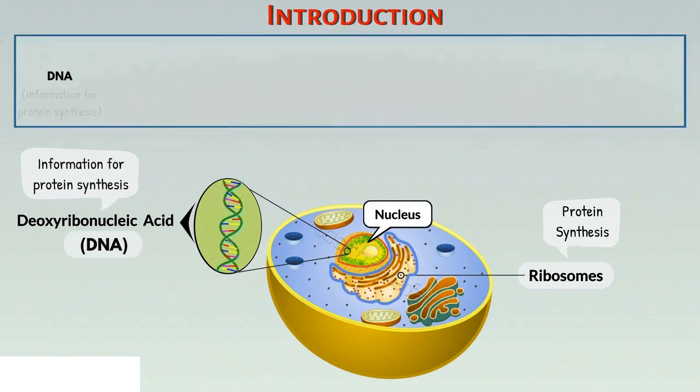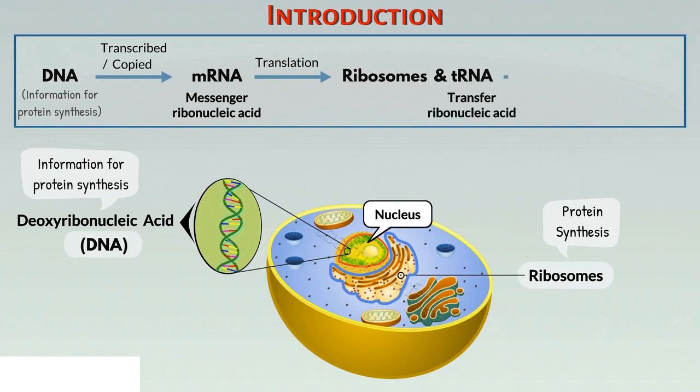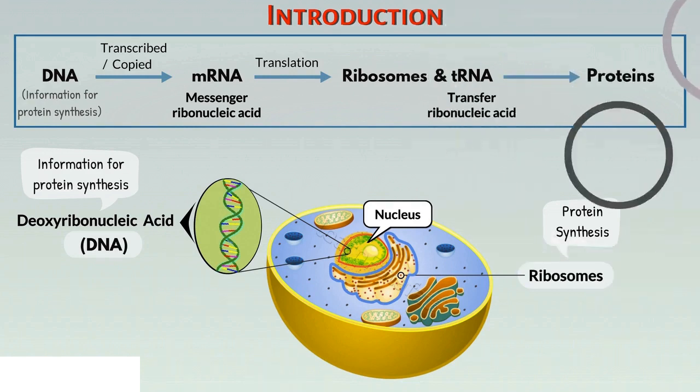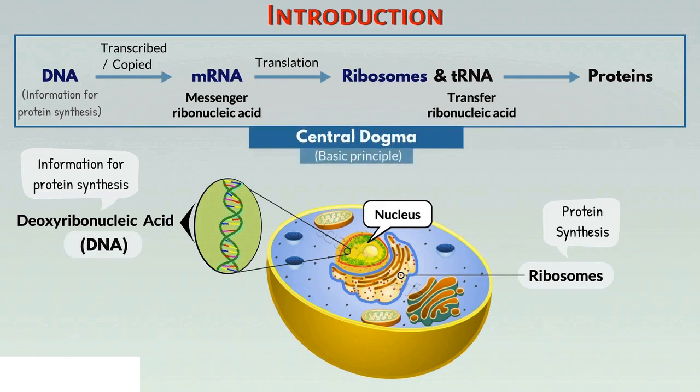The information from the DNA is transcribed or copied to messenger ribonucleic acid, a molecule similar to DNA but with a single strand. It in turn transports this information to ribosomes. The ribosomes and transfer ribonucleic acid use this information to produce the proteins. This basic flow of information from DNA to RNA and to ribosomes is called the central dogma in science. For understanding it in detail, let's first revise the knowledge about the DNA.